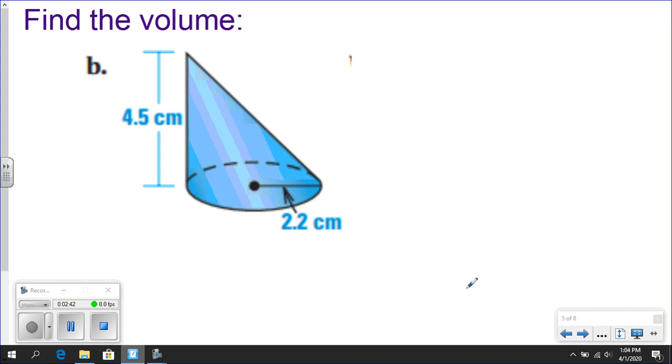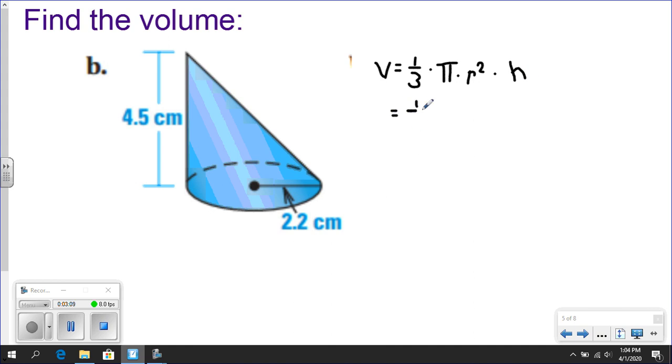So let's do this example together. So volume is equal to 1/3 times the area of a base, which we talked about as a circle. So that is going to be pi times the radius squared. And we need to multiply that by the height of the cone.